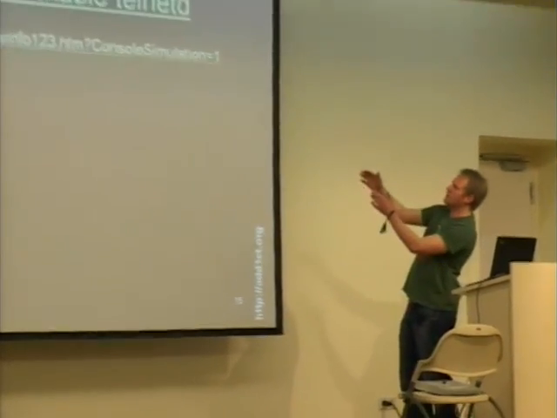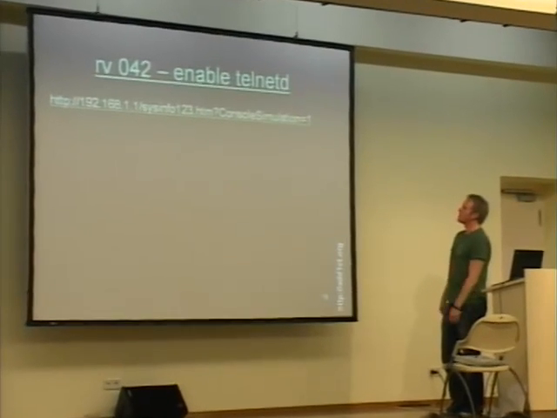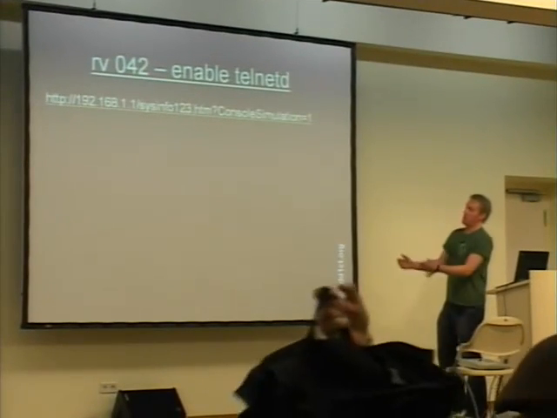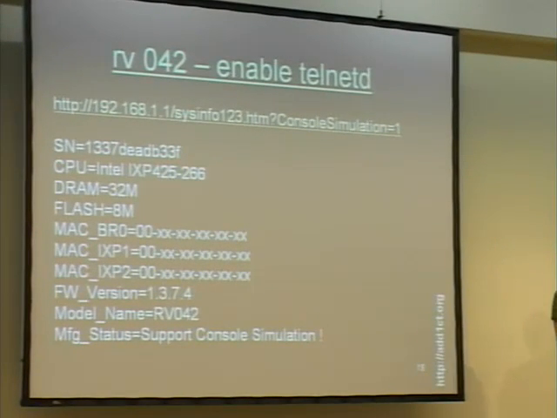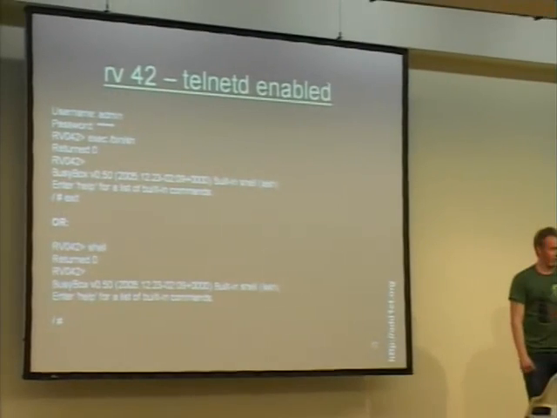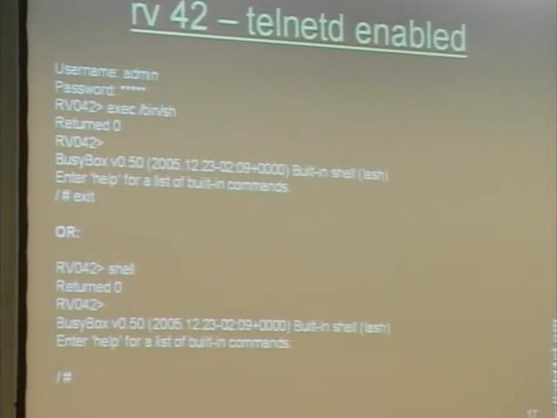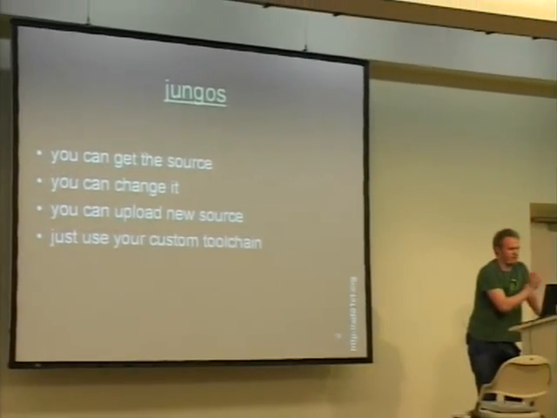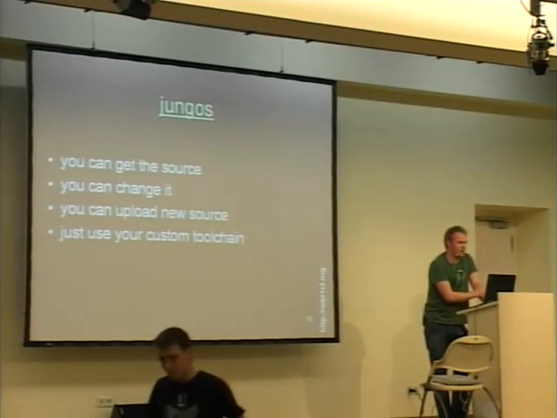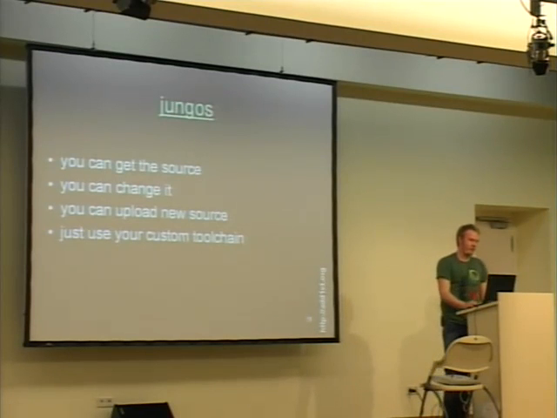So this was sent from the firmware updater tool to the machine: sysinfo 123 HDM, please console emulation, simulation. Okay, and it answers with, hello, I'm that, and the model name, with friendly greets, support console simulation. And this simulation actually is telnetd. You can log in there, and then you have a nice shell and can start playing around with that. It's a Jungo OS on there. I have no idea, I just had a short look into it, and you can download that and play around with this, or you just use your custom toolchain for developing stuff for that.